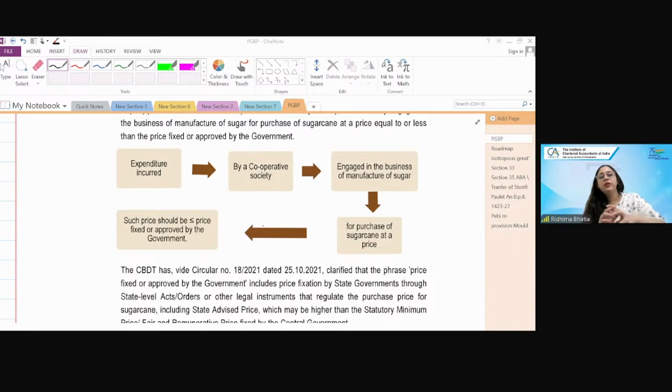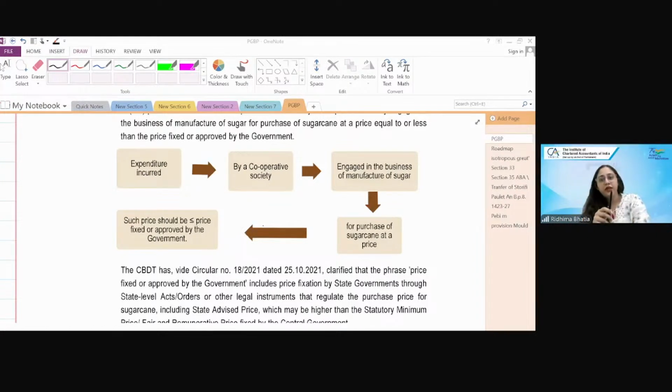So can I say it would be the lower of the purchase price of the sugarcane or the price fixed by the government? Of the two, whichever is lower, that would be allowed. You would be like, ma'am, why is full deduction not allowed? Can anyone think why it is not allowed? Generally, it's a purchase expenditure, but why is full deduction not being given? Think about it. Yeah, please. To avoid overpricing, since it's an agriculture income.